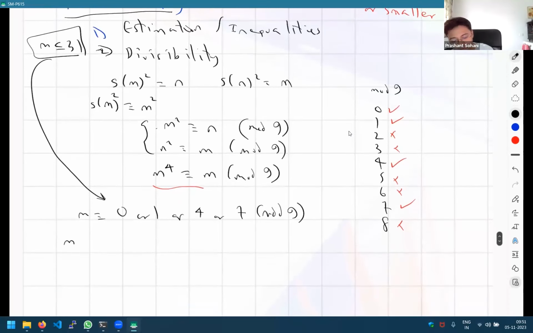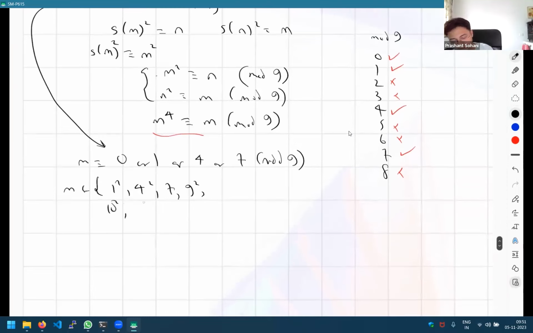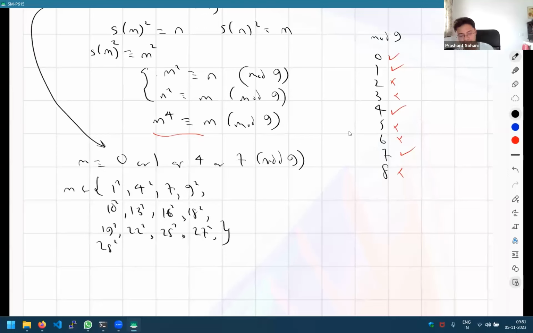So I think the only possibilities to try for m are 1 square, 4 square, 7 square, 9 square, 10, 13, 16 square. Yeah, I think that's all. So instead of trying 31 values, we just have to try some 12 or 13 values now.